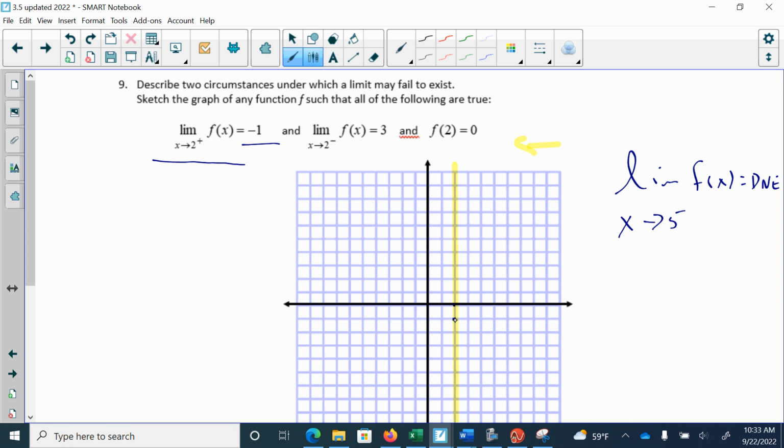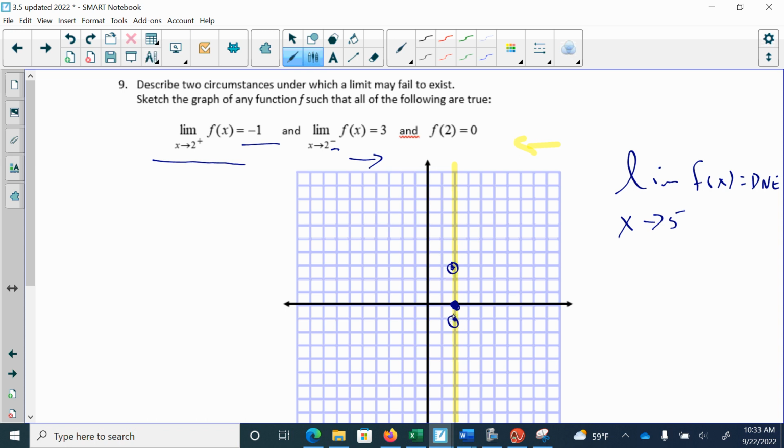And then it tells me as I'm approaching 2 from the left, it should be 3. So up here, I should put a little dot. So from the left, as I'm coming this direction, I should be hitting there. Then it tells me that f of 2 is equal to 0. So I know that, I can put that there. Which means this has to be an open circle, and this has to be an open circle. If they are not open circles, then you no longer have a function. It no longer passes that vertical line test.